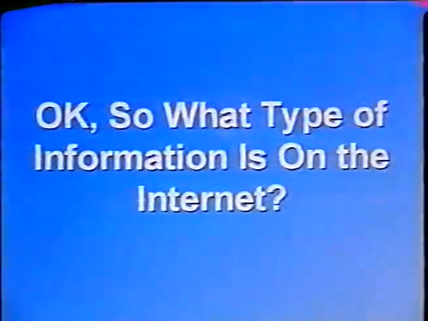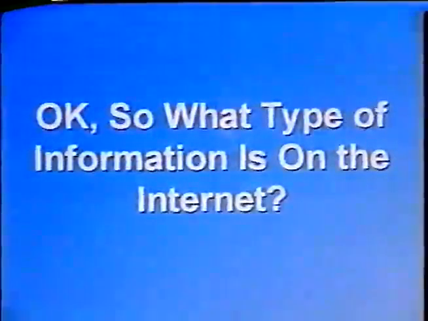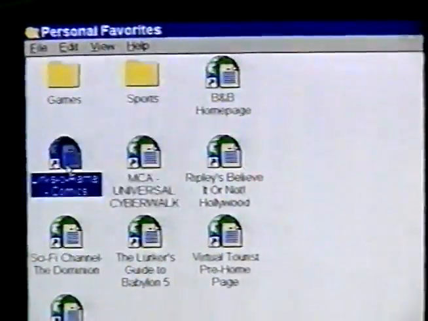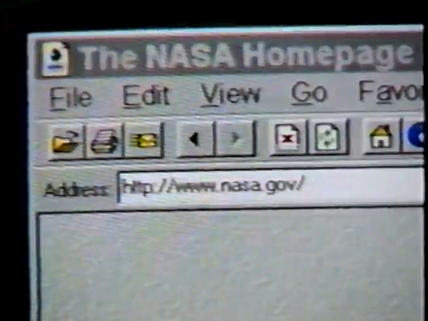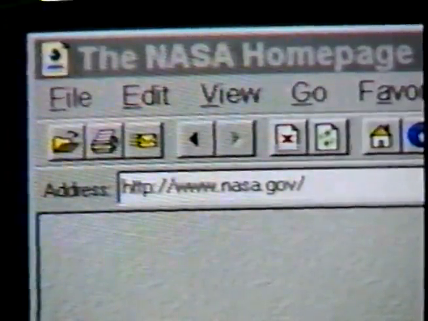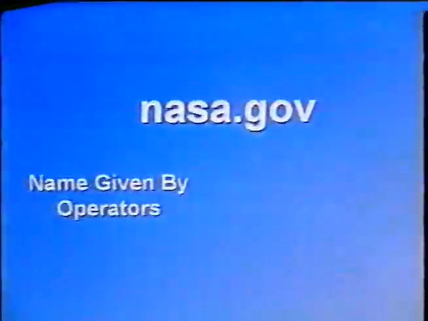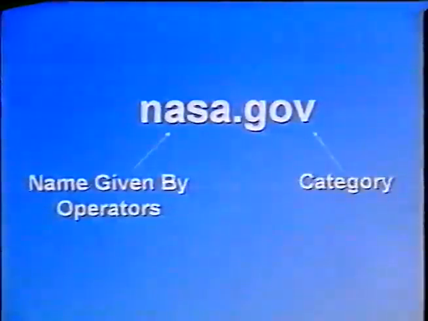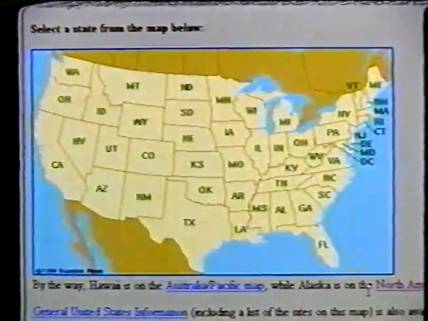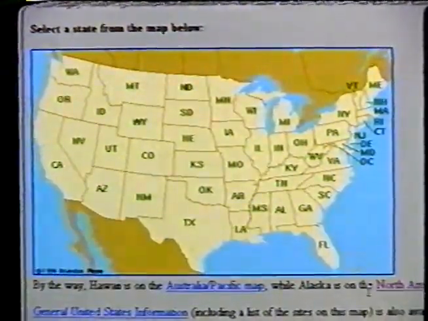Okay, so what type of information is on the Internet? The Internet is made up of thousands of individual computer networks, which are each identified by a different name. For example, NASA's computer network on the Internet is nasa.gov. Let's take a closer look at that name. NASA is the name given to the network by its operators. The last three-letter extension, gov, tells us what category this site falls into. Internet networks inside the United States are assigned three-letter extensions based on the following categories.